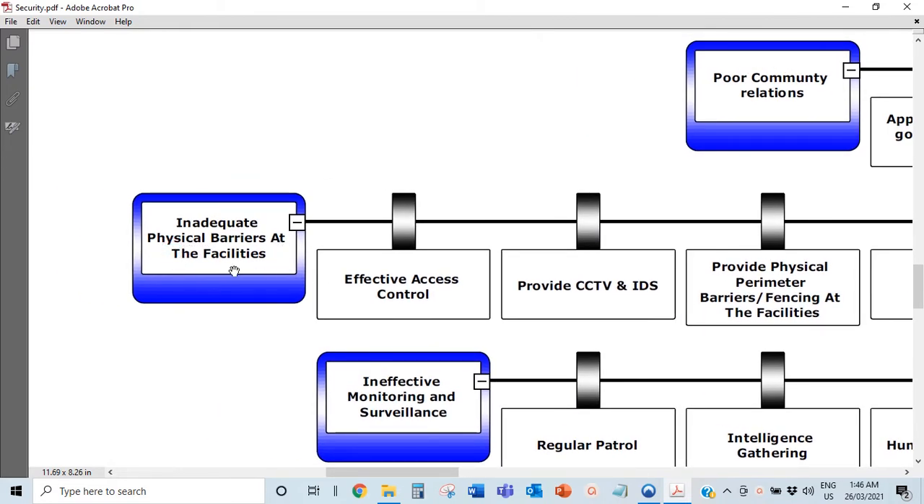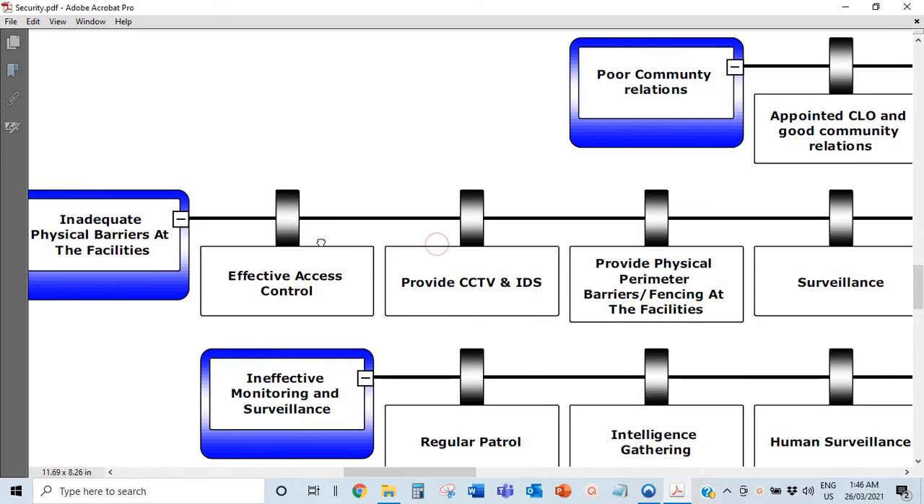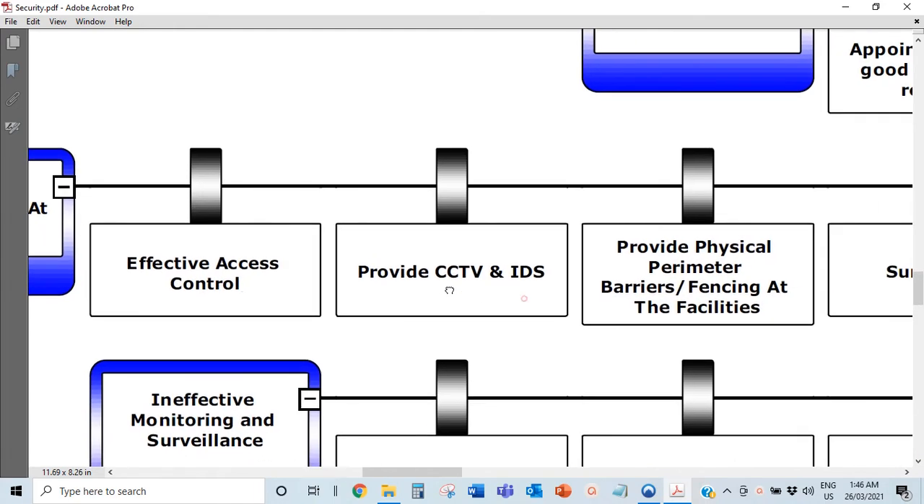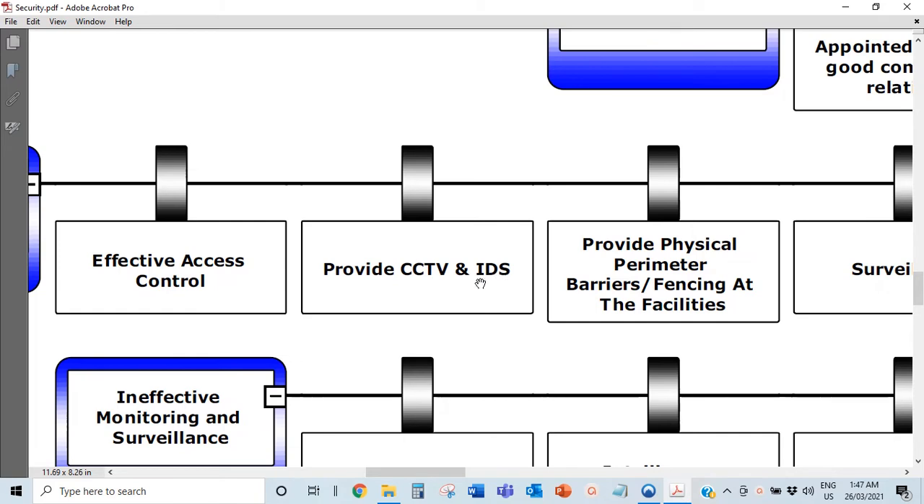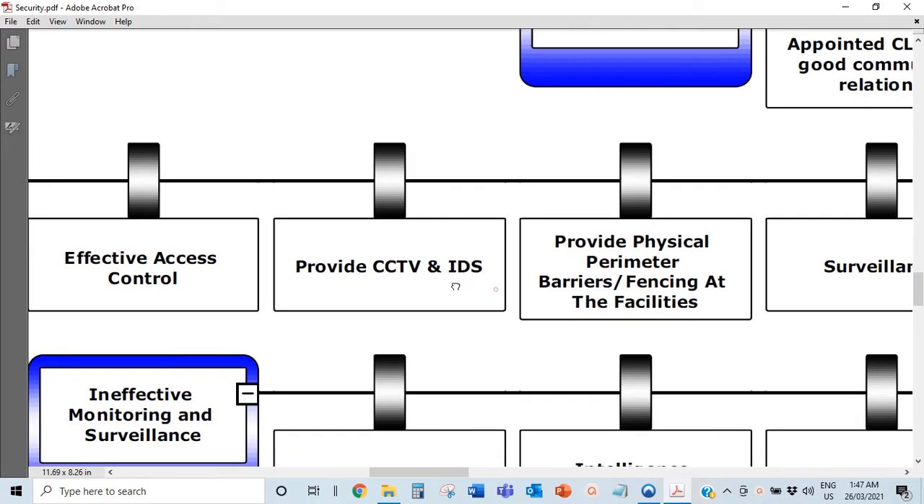Then inadequate physical barriers, that's your fencing. So make sure your fencing is good, and you have effective access control. If you have CCTV, electronic gates, key cards, make sure they are top notch and very effective. Provide CCTVs and intrusion detection systems, IDS, maybe some way to know that the facility has been breached.